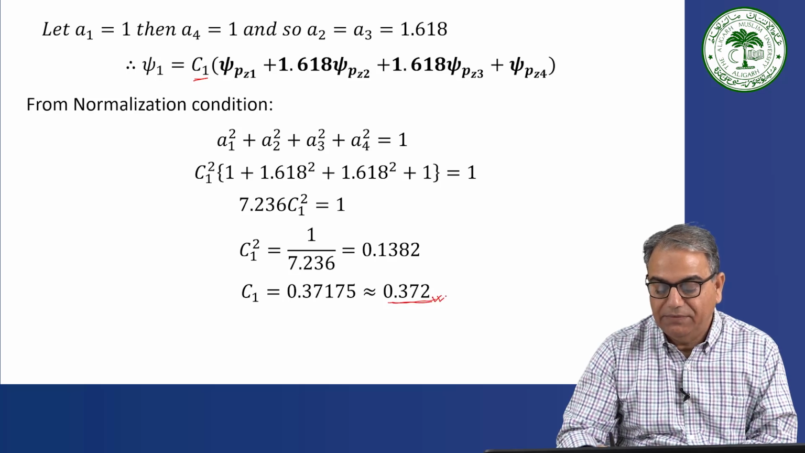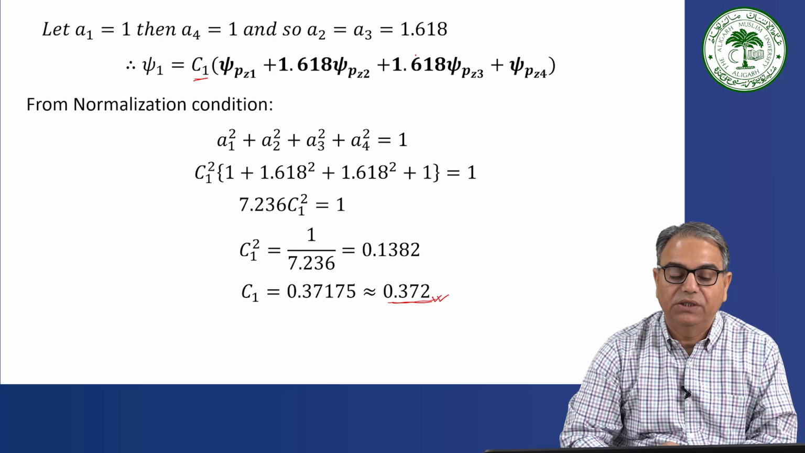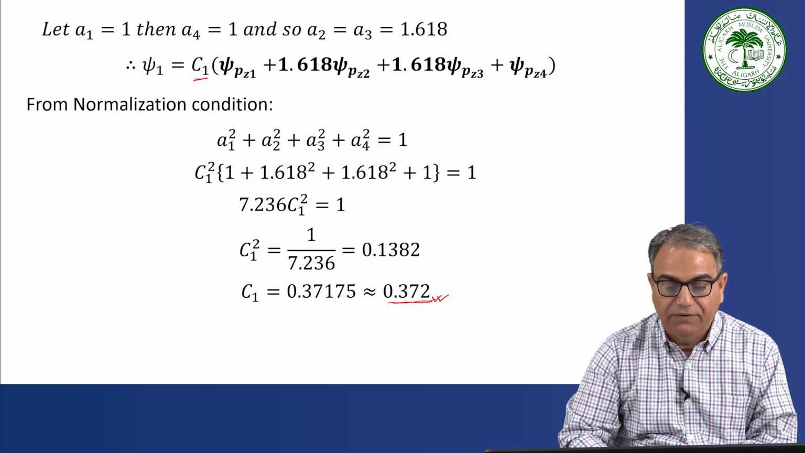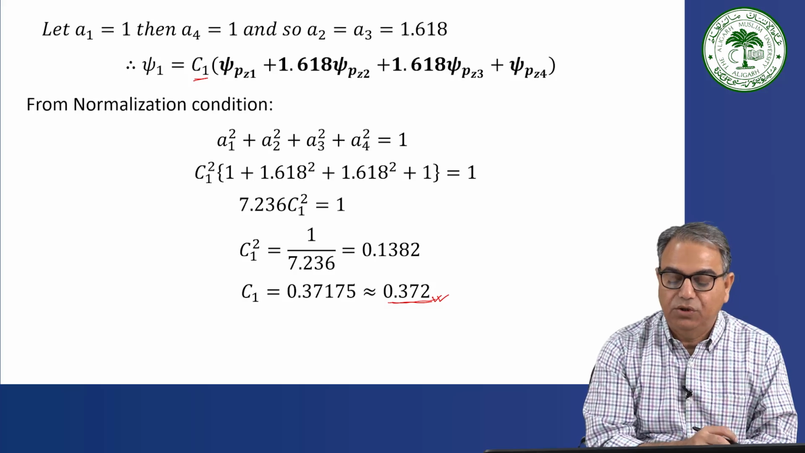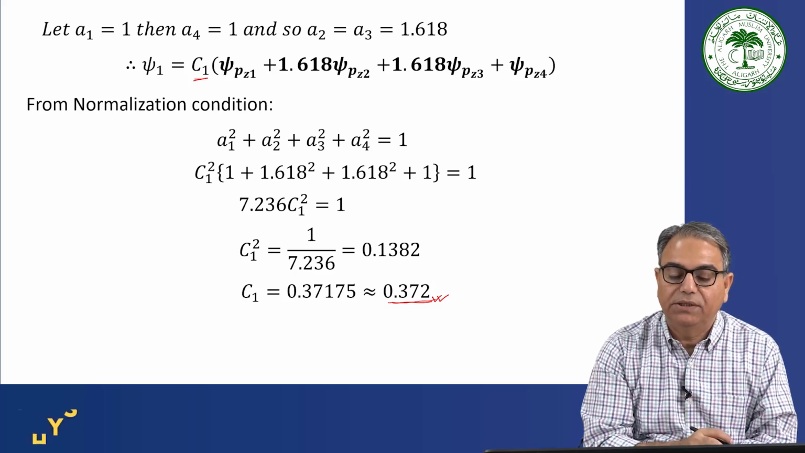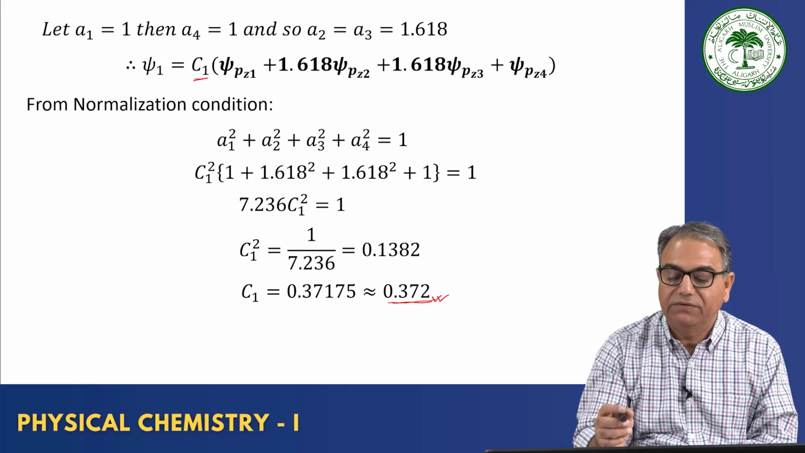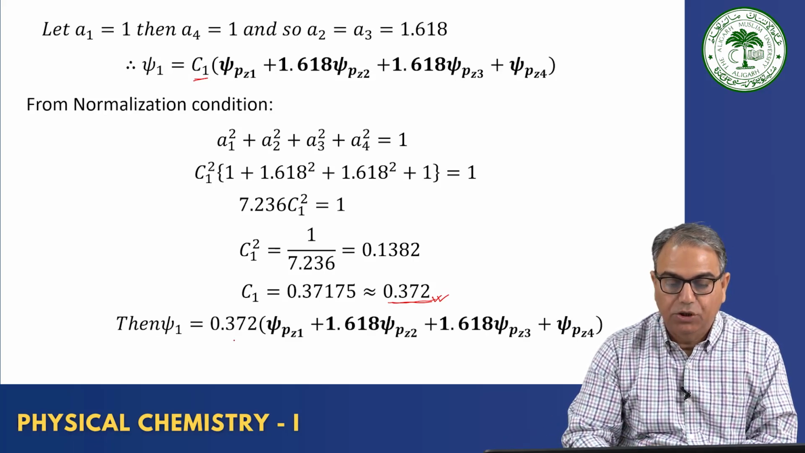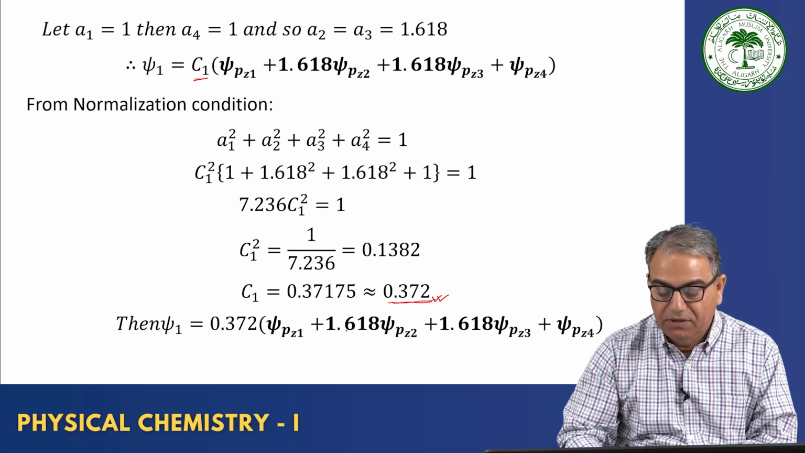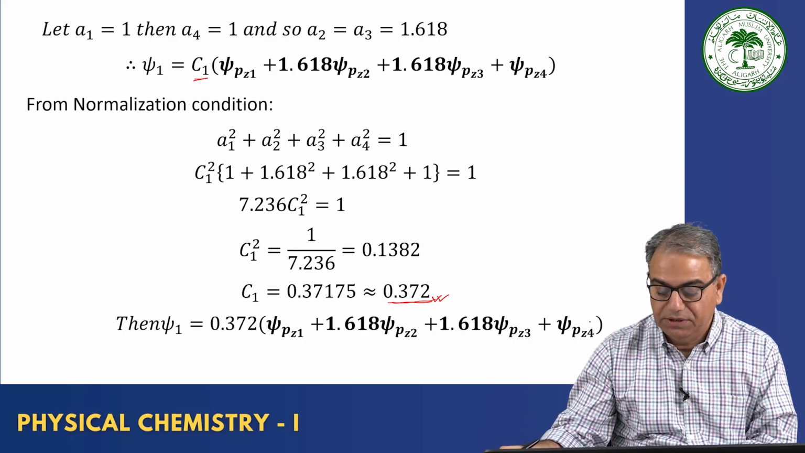Now if you multiply with this C1 value here, you get the actual coefficients of A1, A2, A3. So what does it mean? If C1 is equal to 0.372, it means A1 is also 0.372, A4 is also 0.372, and A2 and A3 will be this 1.618 multiplied by 0.372. And finally what you get is 0.372 psi pz1 plus 1.618 psi pz2 plus 1.618 psi pz3 plus psi pz4.